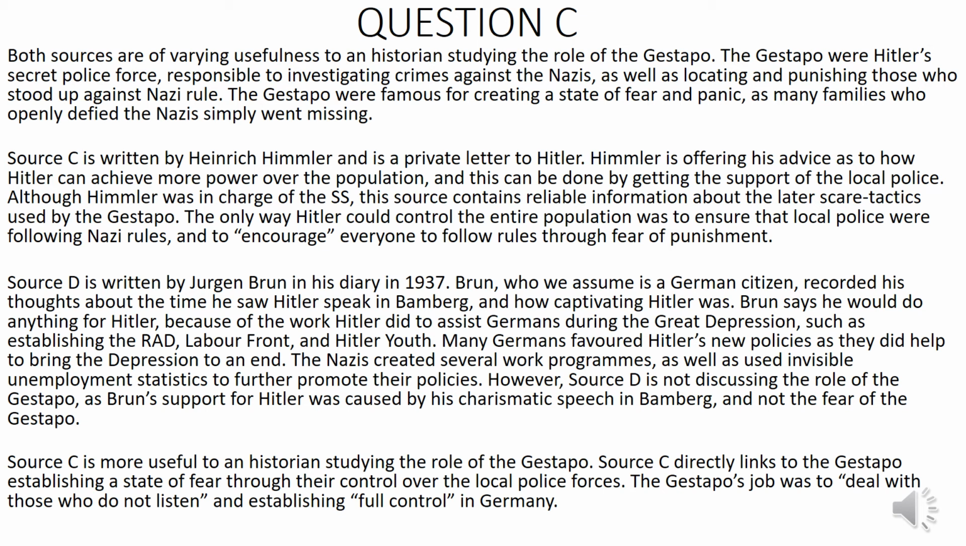However, Source D is not discussing the role of the Gestapo, as Brunn's support for Hitler was caused by his charismatic speech in Bamberg, and not the fear of the Gestapo. Source C is more useful to an historian studying the role of the Gestapo. Source C directly links to the Gestapo establishing a state of fear through their control over the local police forces. The Gestapo's job was to deal with those who do not listen and establish full control in Germany.